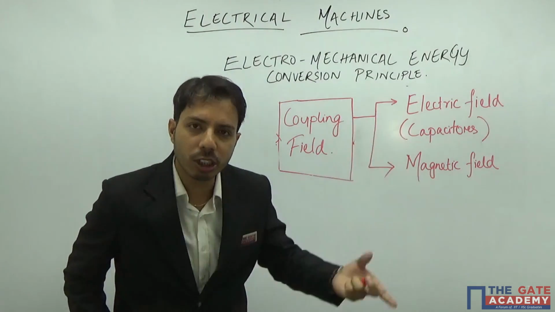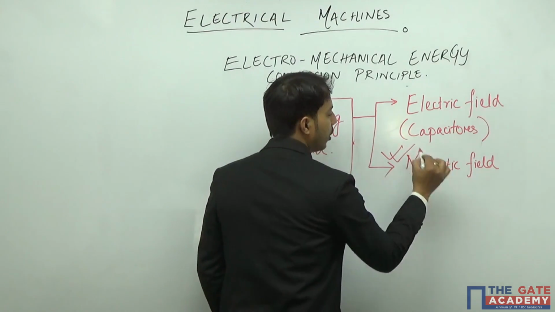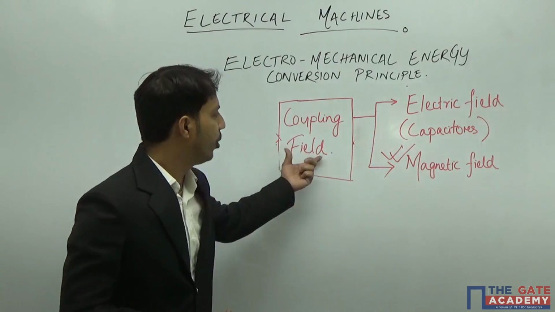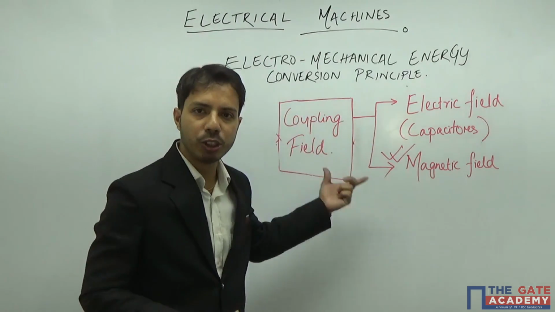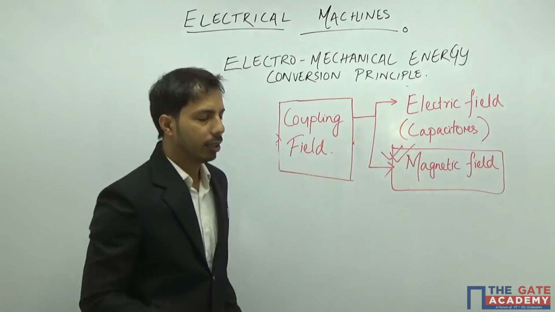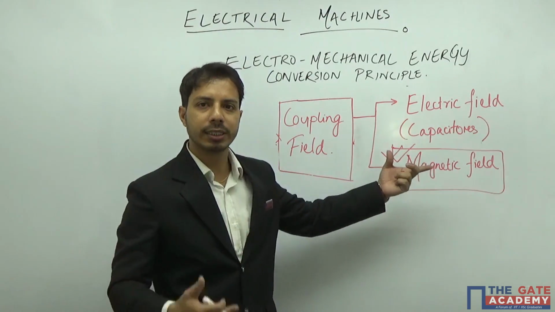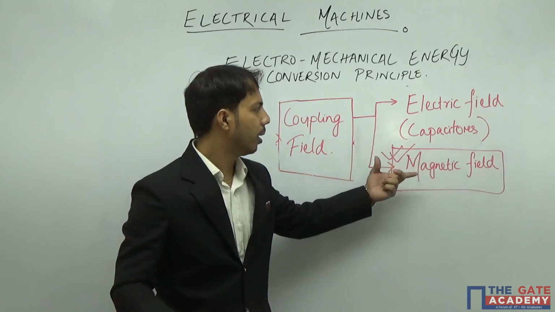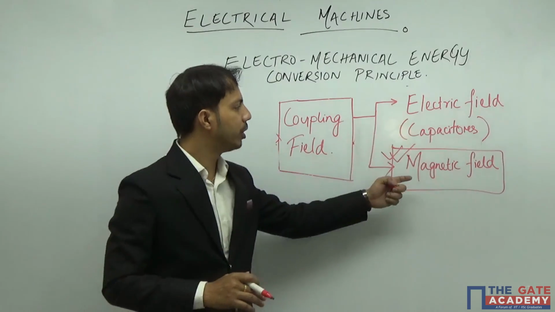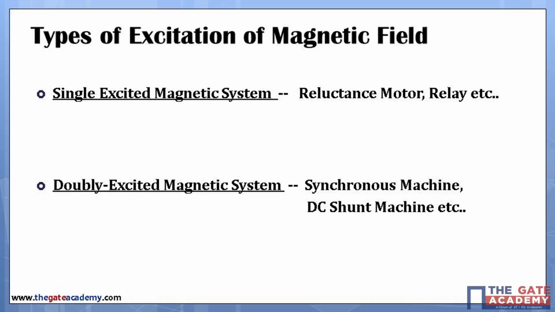So in the complete course of electrical machines, we will go with the magnetic field. In electrical machines, the coupling field which we choose is the magnetic field. Why? Because it can store more energy and thus more force is generated in the mechanical system. So we will go with the magnetic field.